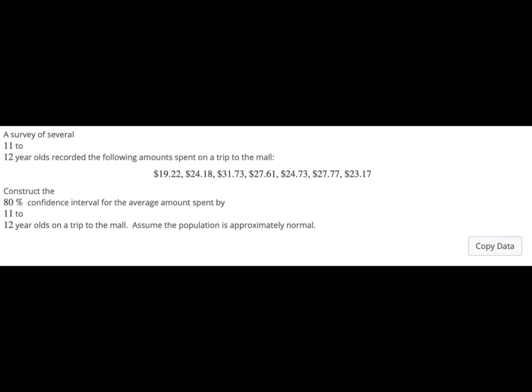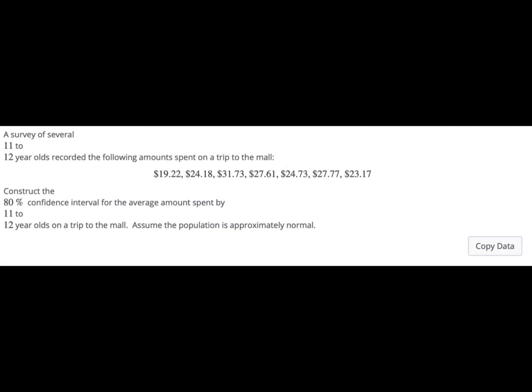So for this problem, it has said that a survey of several 11 to 12-year-olds recorded the following amounts spent on a trip to the mall. So they have given you a list of data here. They haven't given you summary statistics. They've given you a list of data. So you would have to put that list into a list in your calculator. Okay, so put that data list in.